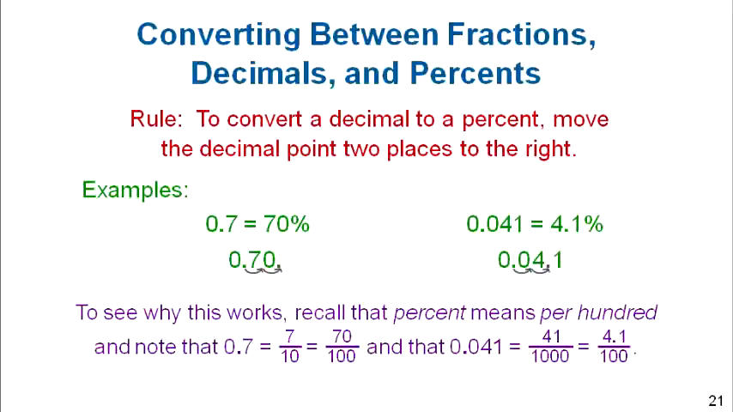To convert a decimal to a percent, you can move the decimal point 2 places to the right. For example, 0.7 is equivalent to 70%, and 0.041 is equivalent to 4.1%. To see why this rule works, recall that percent means per hundred, and note that 7/10 is equivalent to 70 hundredths, or 70%, and that 0.041 is equivalent to 41 over 1,000, and that, if we divide both the top and bottom of this fraction by 10, we find that it is also equal to 4.1 over 100.